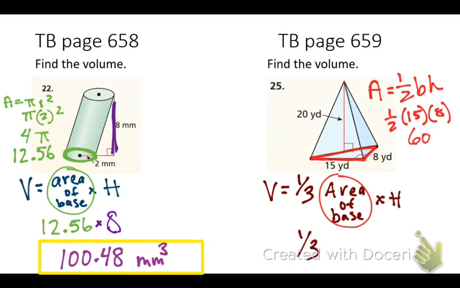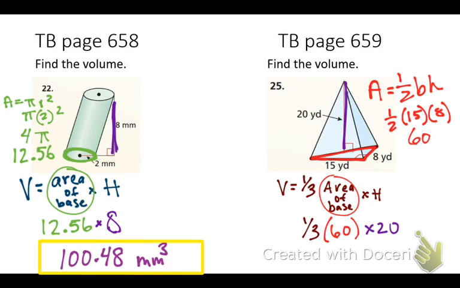1/3 times, what did we say? 60 times the height of the whole pyramid, which is 20. Alright, what's 1/3 of 60? 20. And then times 20 is 400. And that would be yards. Yards cubed, because it is volume. This is a prism, and then a pyramid.